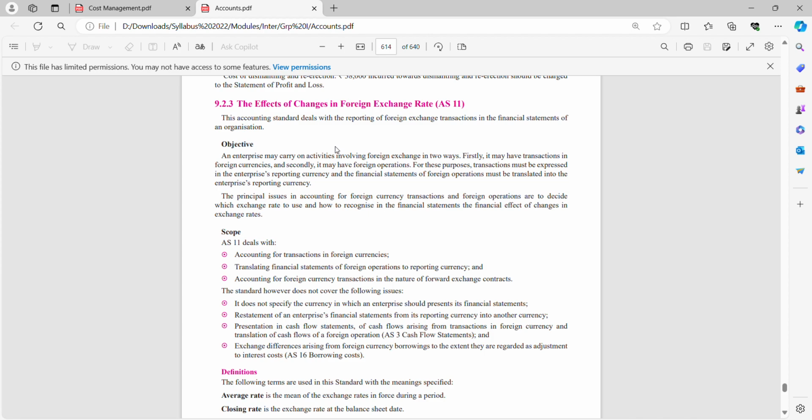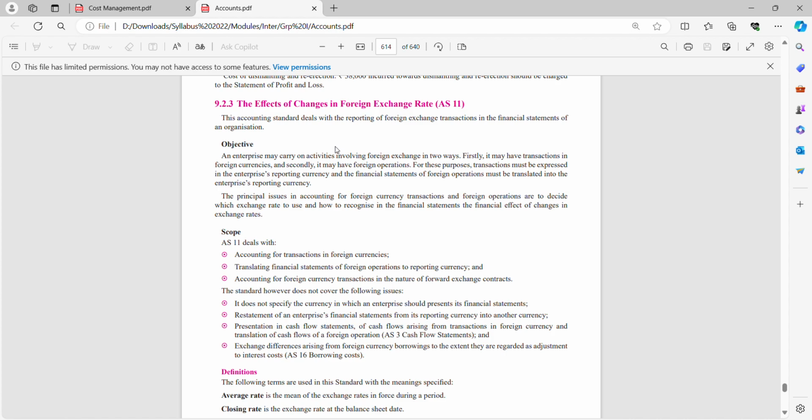An enterprise may carry on activities involving foreign exchange in two ways. Firstly, it may have transactions in foreign currencies, and secondly, it may have foreign operations. So, your enterprise may carry on activities involving foreign exchange in two ways. First is the way in which you have your foreign currency transactions, and second, you have foreign operations.